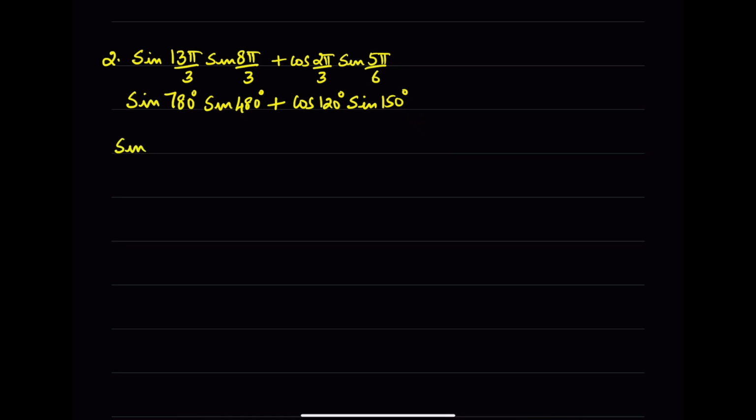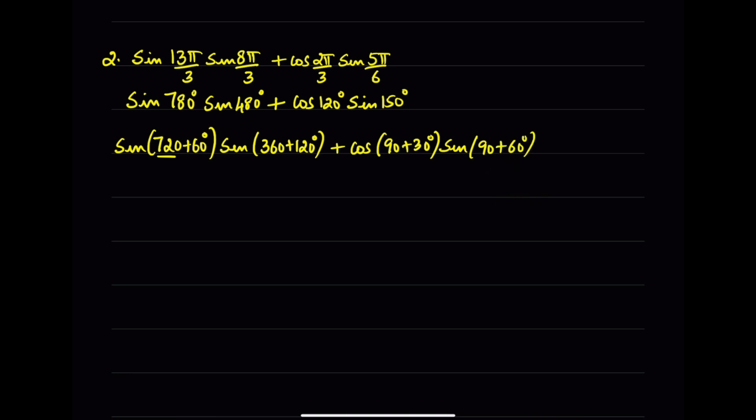Now sine 780 can be written as sine 720 plus 60 degrees. It is 2 complete rotations plus an additional 60. So this is the first quadrant. Similar way, sine 480 can be written as sine 360 plus 120 degrees. So this is the second quadrant now. Plus cos 120 can be written as cos of 90 plus 30. And that is the second quadrant again. And sine of 150 can be written as sine 90 plus 60.